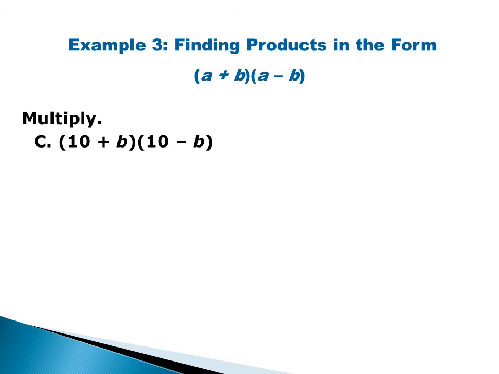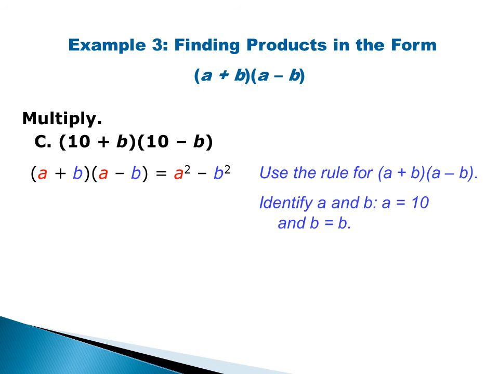Here's one you can do. Now here's 10 plus b times 10 minus b. Remember, you're going to square 10, which is 10 squared, and then you're going to minus b times b, which is b squared. Now this thing, you have to memorize it. Okay, here's the final answer.